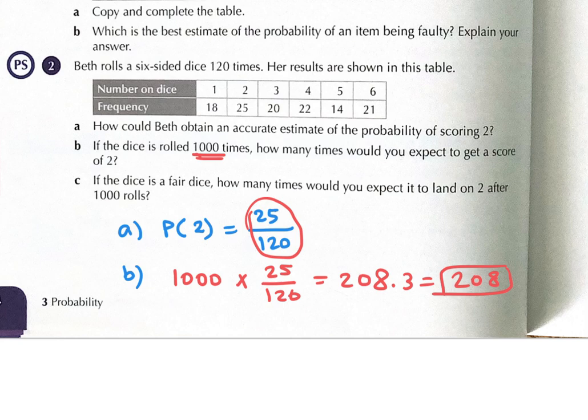Now if you have a fair dice, how many times would you expect it to land on 2 after 1000 times? In this case, if we consider this a fair dice, multiply 1000 by the theoretical probability of getting 2, which is 1 over 6. So what is the answer? 1000 times 1 over 6 is 166.6, so round up, so 167.